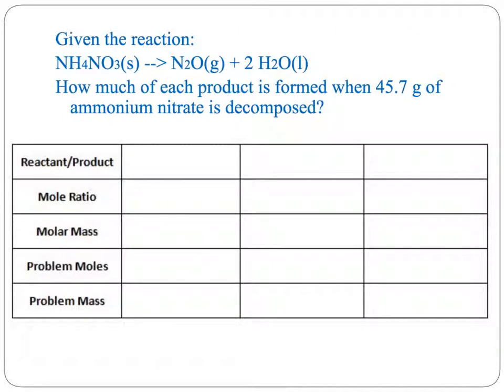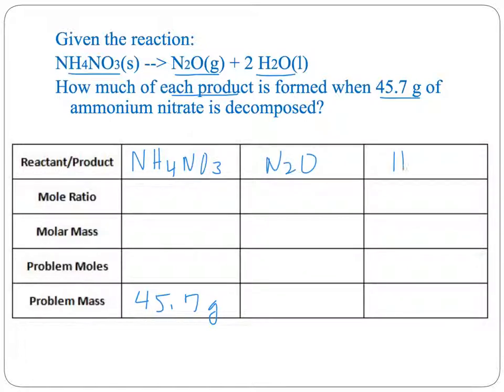And finally, a little more complicated problem. Given the reaction ammonium nitrate decomposing into dinitrogen oxide and water, the question asks how much of each product is formed when we have 45.7 grams of ammonium nitrate being decomposed. So that's the mass that we are provided with to start off with, and we have our compounds of ammonium nitrate and then dinitrogen oxide and water.